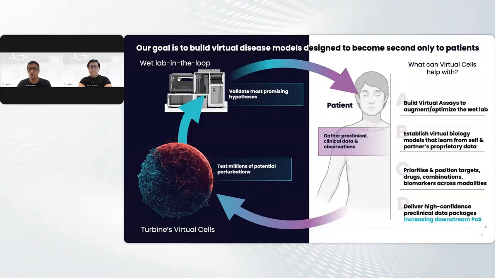But fundamentally, we are doing all of this to deliver high confidence preclinical data packages. And those of you in the audience who are from the pharma sector, you will appreciate that having this evidence and data packages are critical from the governance standpoint to make sure that we have the right investment going down the line and the right probability of success. And virtual cells, virtual biology platforms are an excellent way of increasing the downstream probability of success. And you will see a couple of use cases about how we do that.